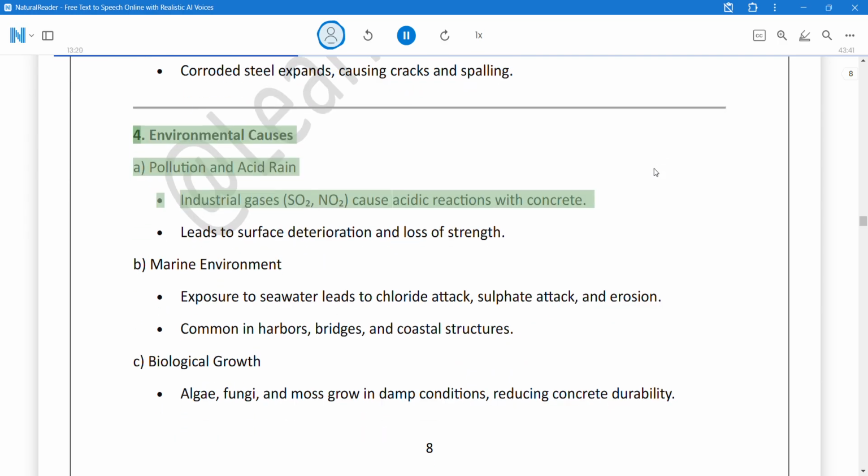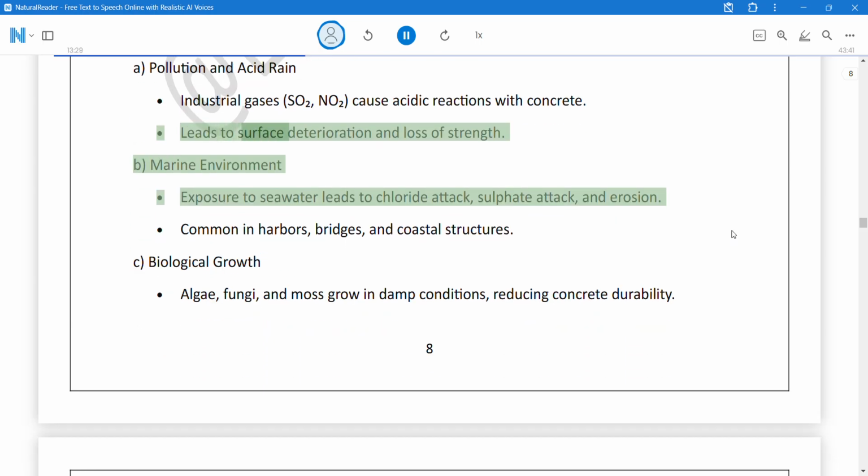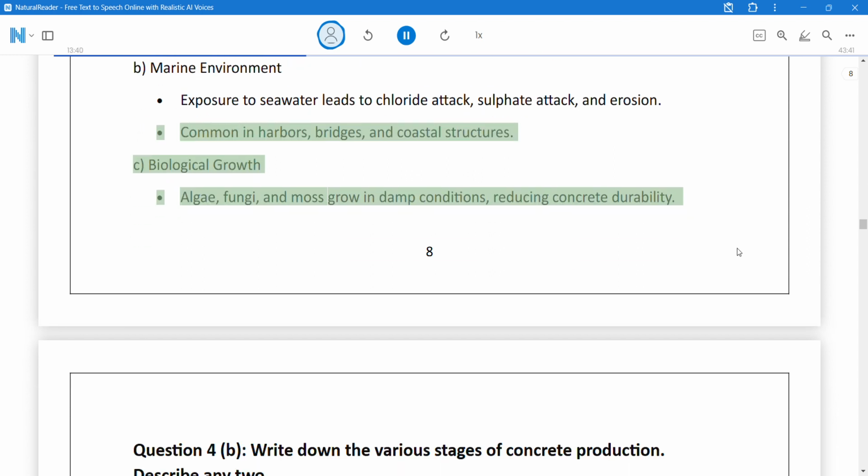4. Environmental causes. A. Pollution and acid rain. Industrial gases cause acidic reactions with concrete. Leads to surface deterioration and loss of strength. B. Marine environment. Exposure to seawater leads to chloride attack, sulfate attack, and erosion. Common in harbors, bridges, and coastal structures. C. Biological growth. Algae, fungi, and moss grow in damp conditions, reducing concrete durability.